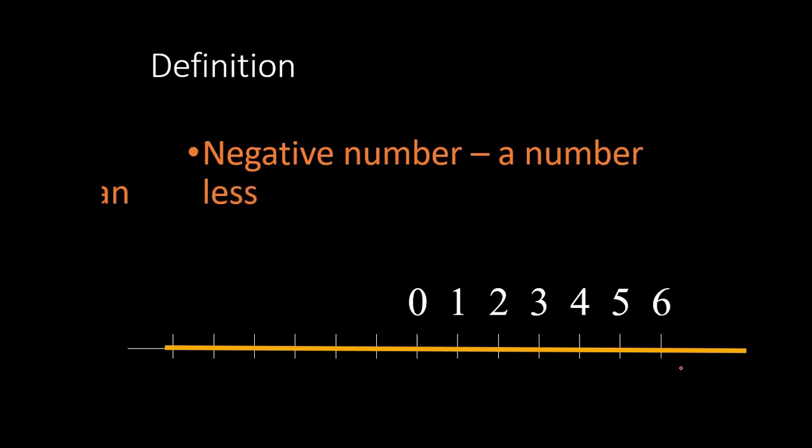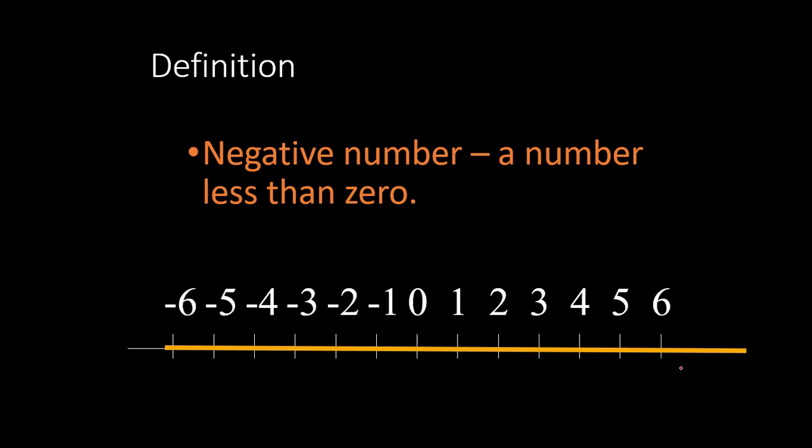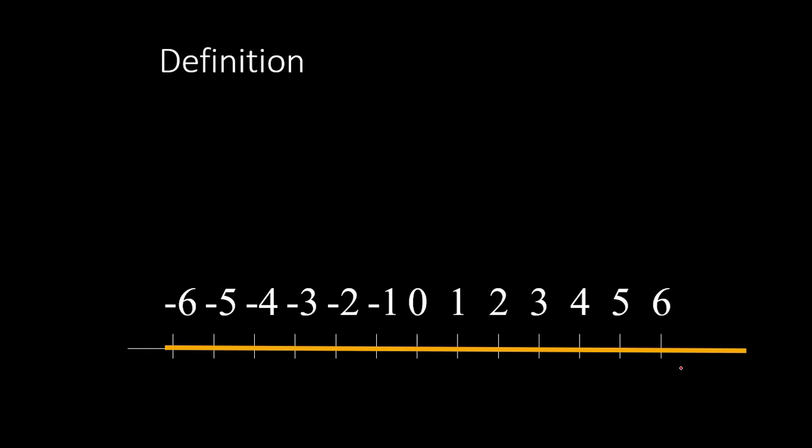Next, negative number. A number less than 0 is called a negative number. -1, -2, -3, -4, -5 and -6 are called negative numbers because these numbers are to the left of 0.